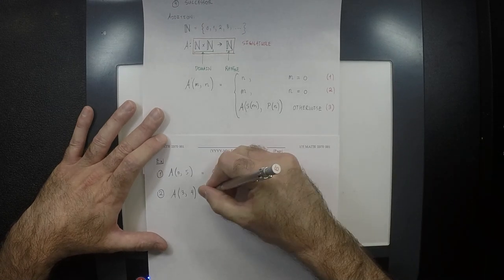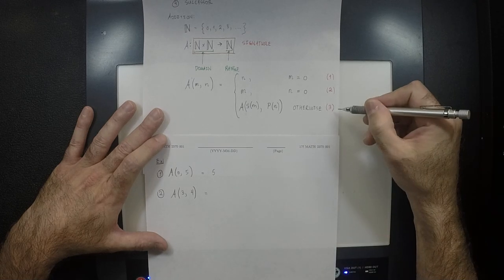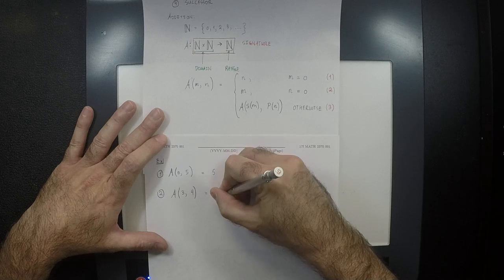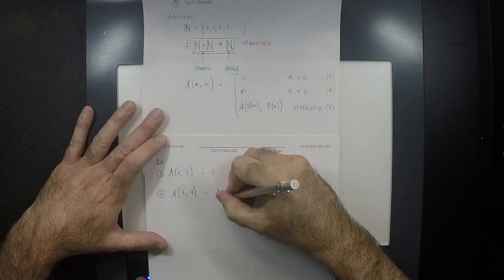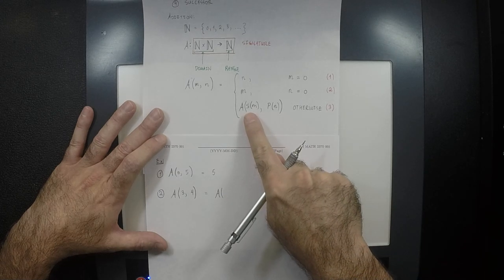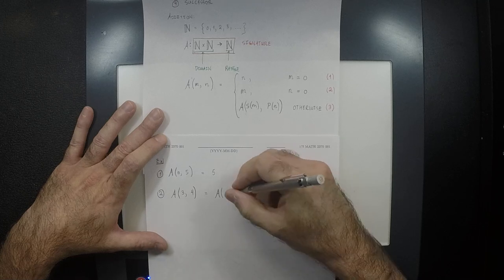So what case are we in here for this one? We're in case 3, which means that we're going to have to evaluate the A function again. What will be the first argument? 4. Why will the first argument be 4? Because it says that we are to input the successor of the first argument. Good.